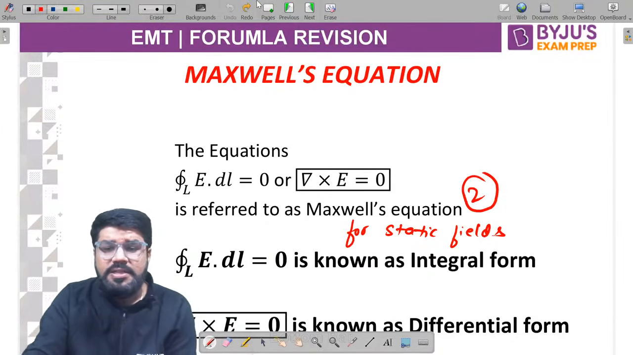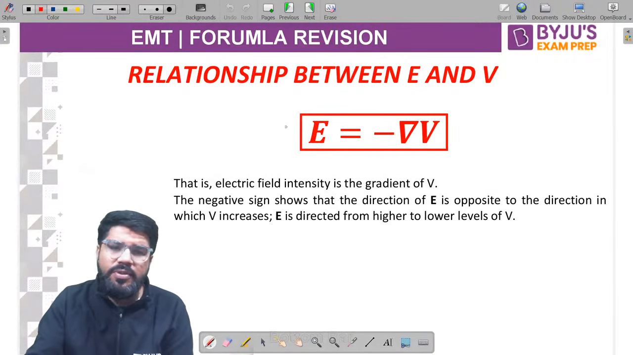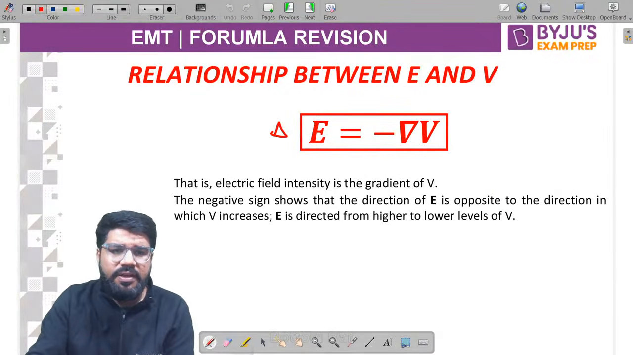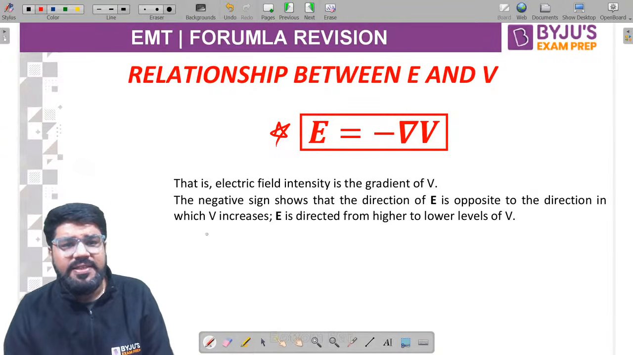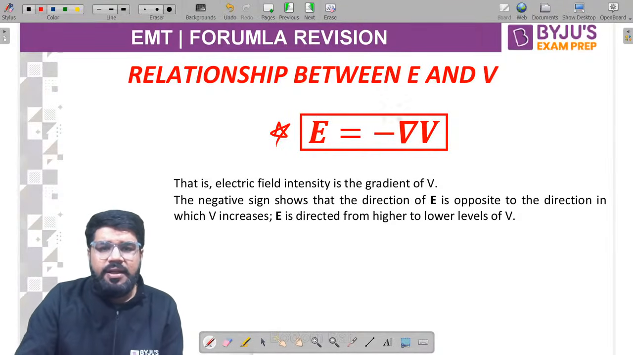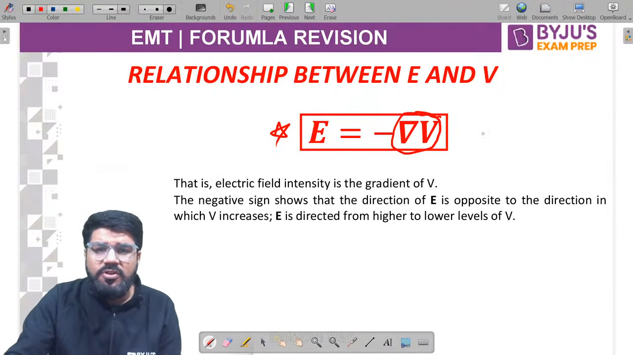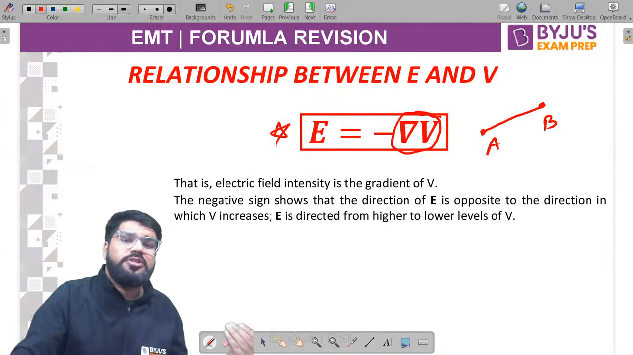What is the relation between electric field and the potential? Already I have briefed you in the beginning also. Electric field is negative of the gradient of V, and due to this equation we say that electric field is in a direction opposite to the direction in which V is increasing, right? Because if V is increasing from some point A to some point B, its space rate of change, its gradient, will be positive, but electric field is in minus of that direction.